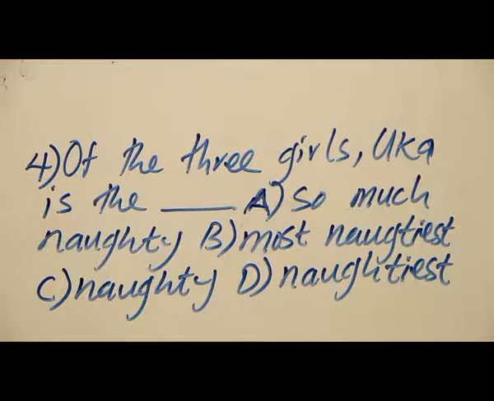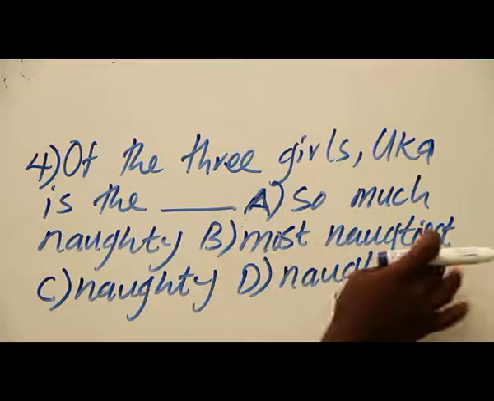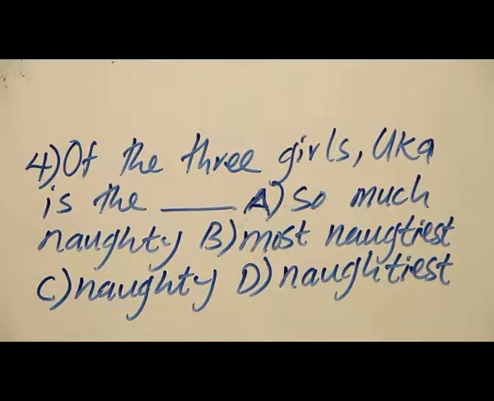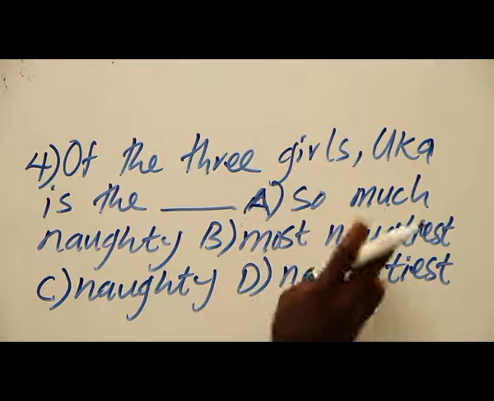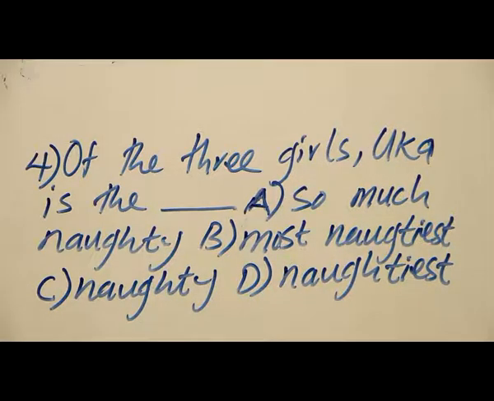Now let's look at option B. Of the three girls, Uka is the most naughtiest. Now, should we take that? No. Why shouldn't we take that? After all, we have the superlative element in them: we have most, we have est. The reason is that you can't use the two forms of superlative construction, most and est, at the same time. It's either most naughty or naughtiest. So you simply pick the right one. Because of that overuse, we cannot take option B as our answer.